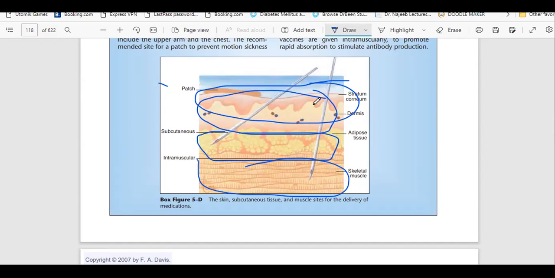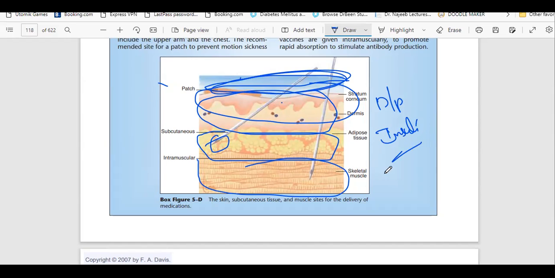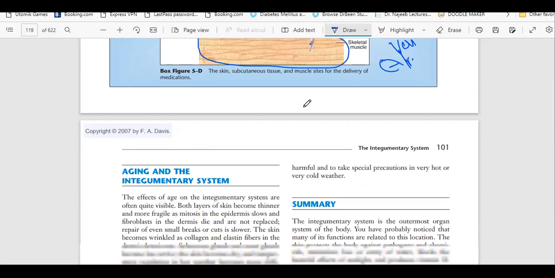And an intradermal patch, the dermal patch, is attached to the epidermis. Some of the injections are given subcutaneously, like insulin. Insulin is given subcutaneously. Intramuscular injections are given, and some injections are in the epidermis. So we have vessels like arteries and veins.